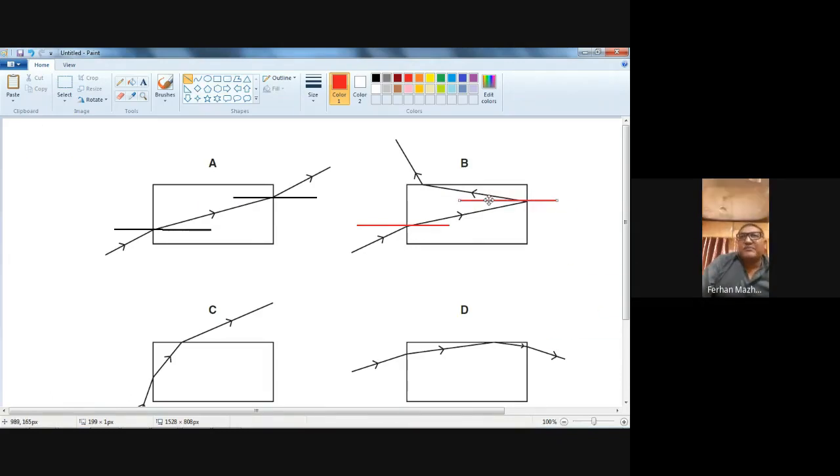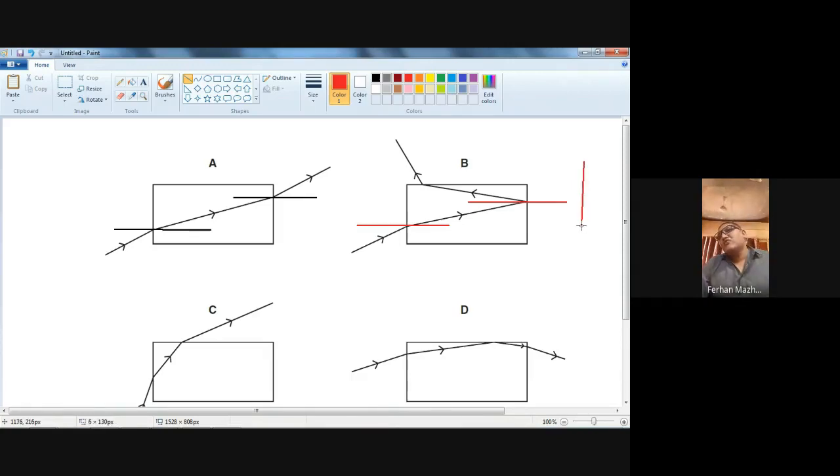So let's check here what happened. Here they have shown the process of total internal reflection. So the light has not gone out. The process of total internal reflection took place at this point. So it means that the angle of incidence here is more than the critical angle. Good.